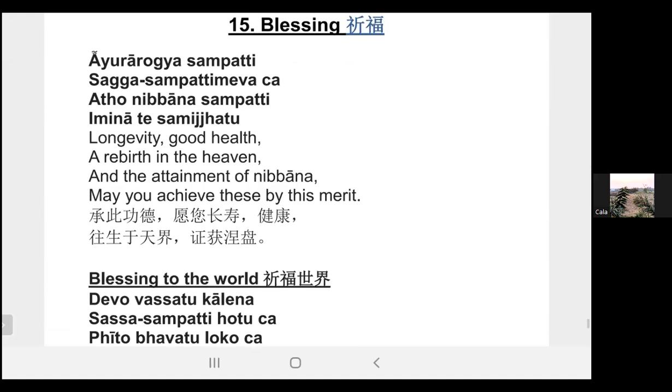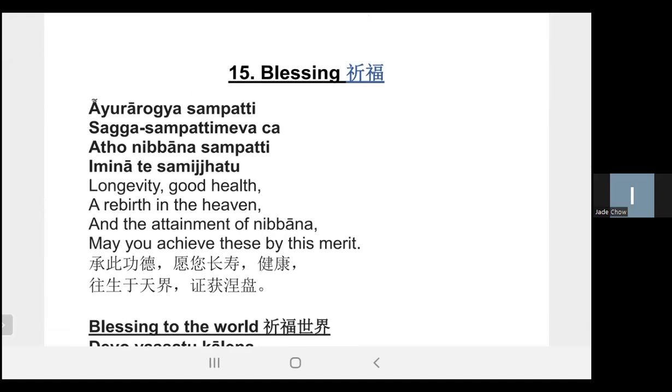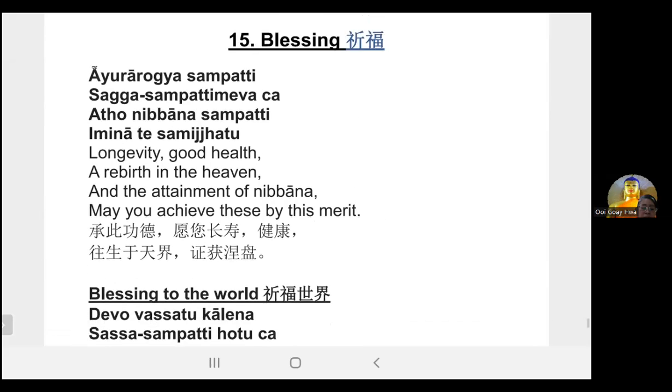Okay, blessing to the world. Arogya sampati saga sampati mevacha ado nibbana sampati imena sandatu. Longevity, good health, a rebirth in the heaven, and the attainment of nirvana, may you achieve those by this merit.